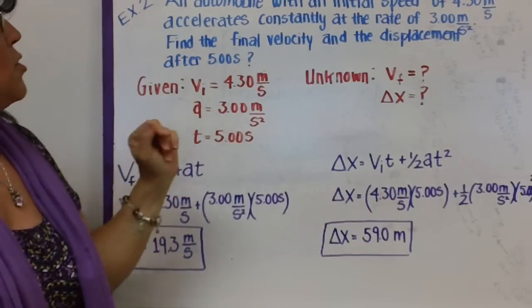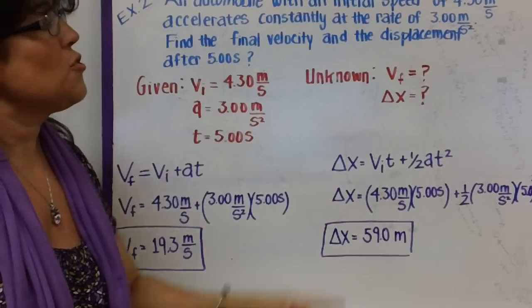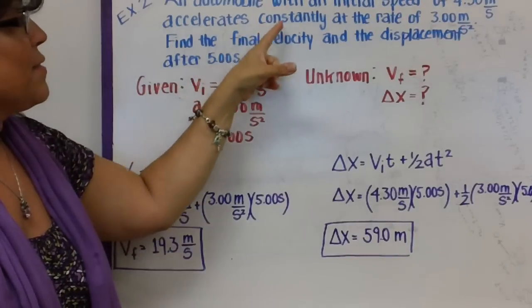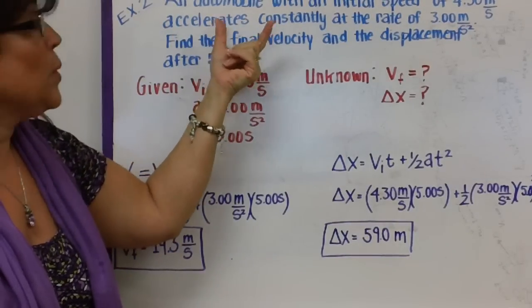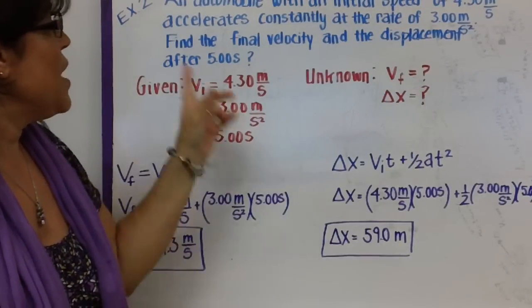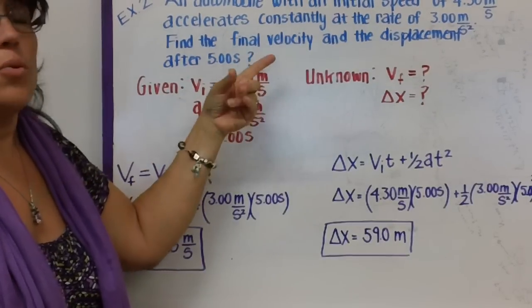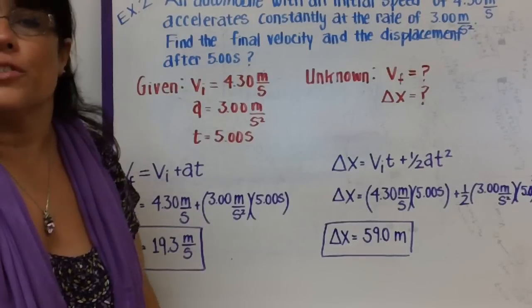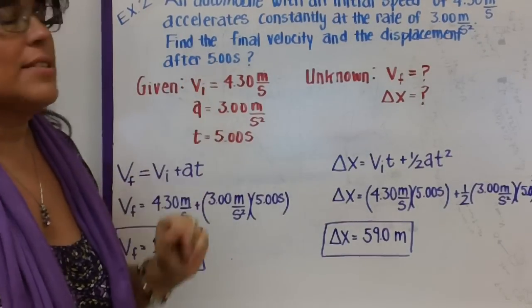Okay, example 2. We have an automobile with an initial speed of 4.30 meters per second. It accelerates constantly, that's that word, accelerating constantly, at a rate of 3 meters per second squared. Find the final velocity, so we're looking for v final, and the displacement. We're also looking for delta x after 5 seconds.